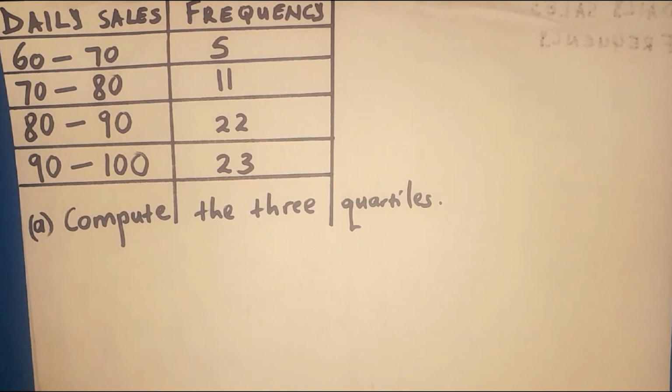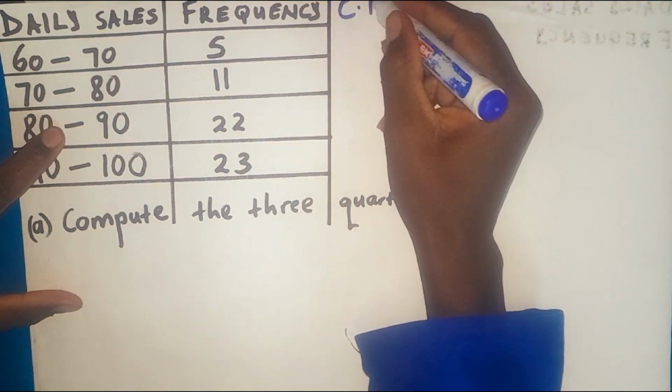In this video we are looking at how to compute the three quartiles of grouped data. So what you're going to do here, before doing anything, is add another column for the cumulative frequency. So we're going to write cumulative frequency here.